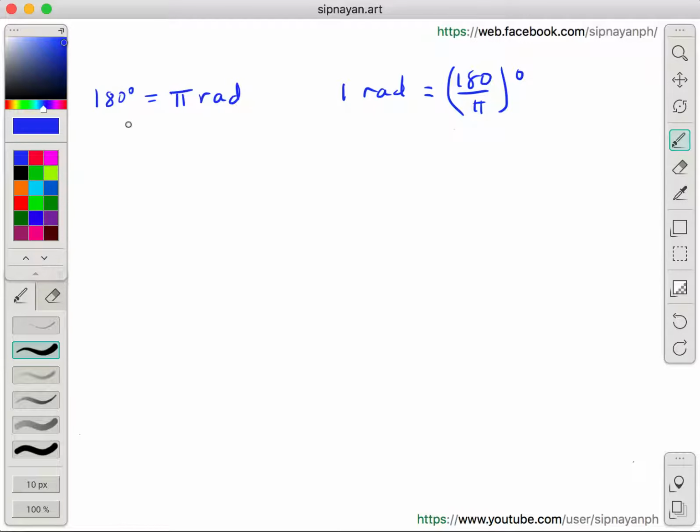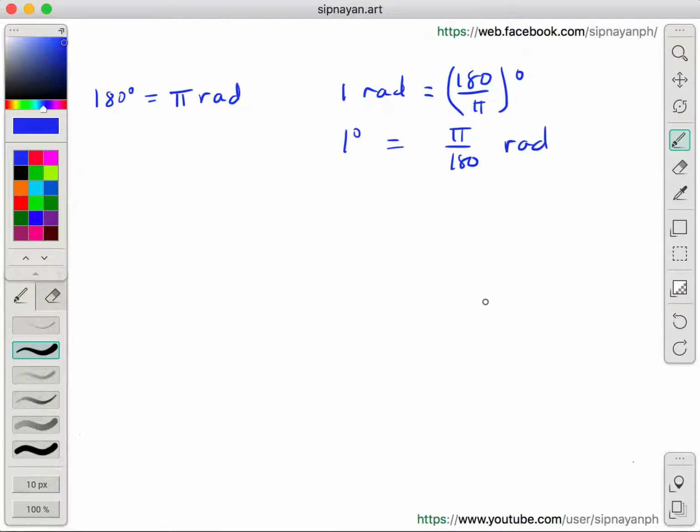Also, if we divide both sides by 180, ang matitira dito 1 degree. 1 degree equals, syempre mag-divide tayo ng 180 dito, magiging pi over 180 radians.